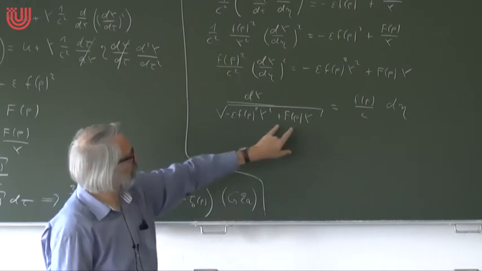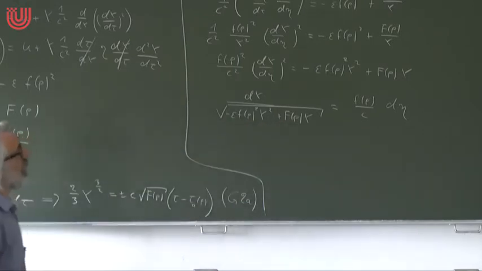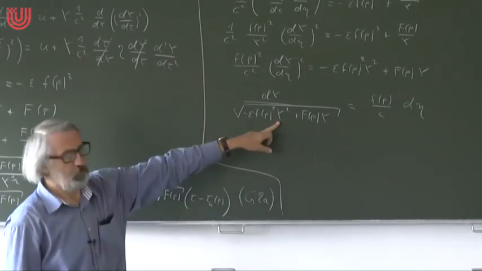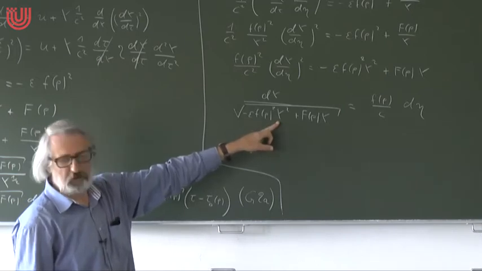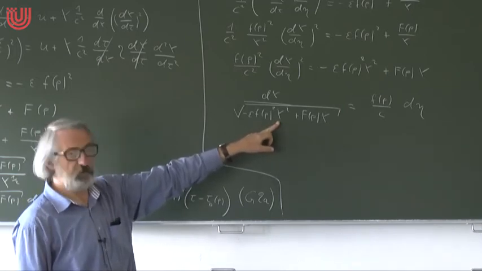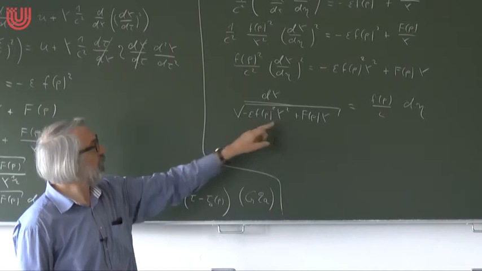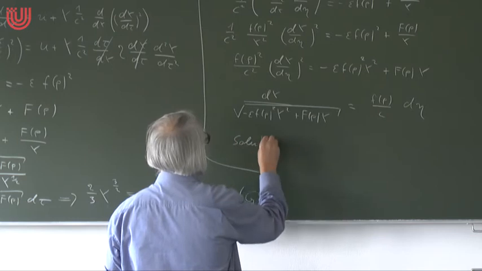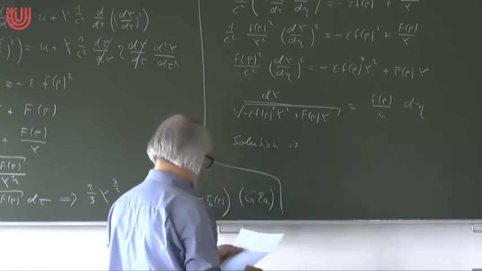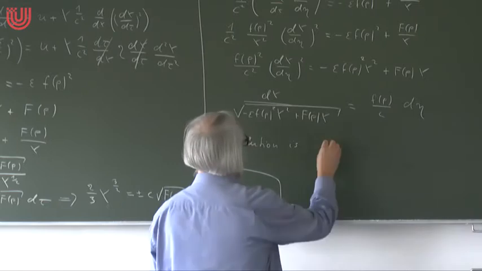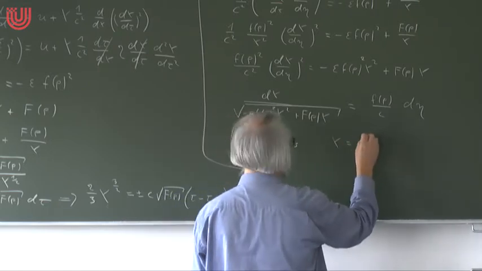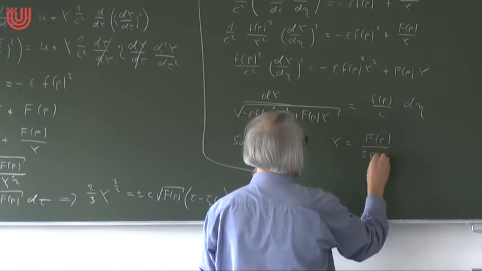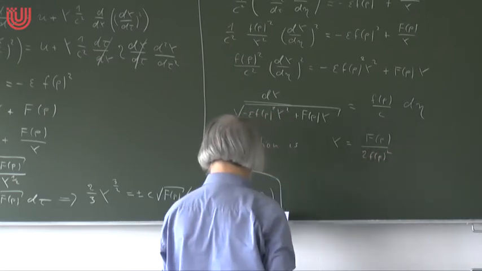These are constants. Yeah, these prefactors are constants. So maybe you remember that the solution depends on the sign of the highest order term. In one case you get something with sine, and in the other case you get something with hyperbolic sine. So we have the solution. The solution is y is equal to f of rho divided by 2 f rho squared.